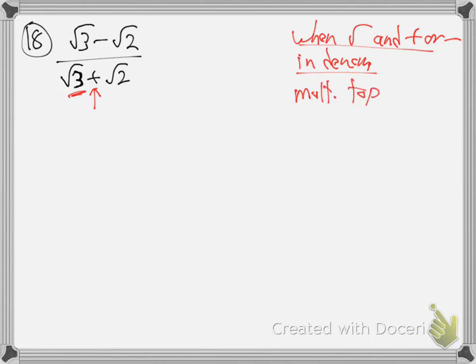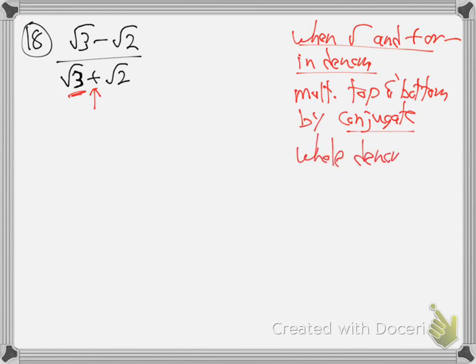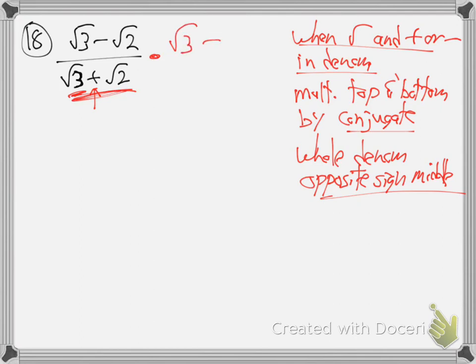Multiply top and bottom by what's called the conjugate, which is the whole denominator, opposite sign in the middle. So I'm going to multiply by the exact denominator but the opposite sign in the middle. It actually turns out to be the same as the numerator by coincidence. That's how you handle it when you have a square root and a plus or minus in the bottom.